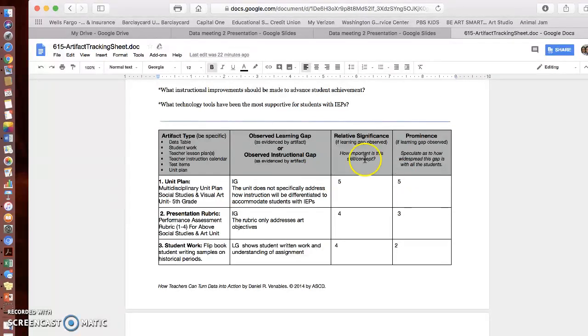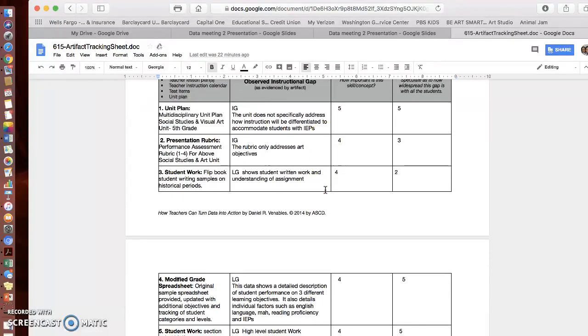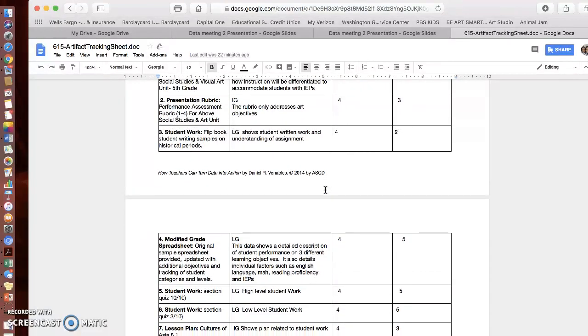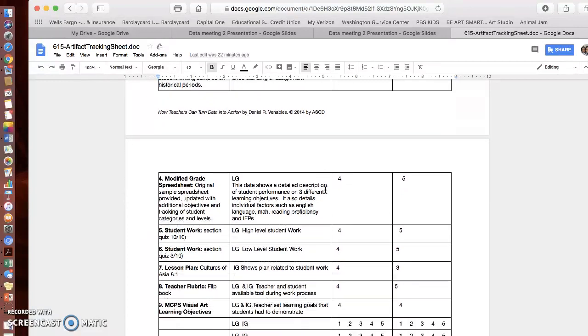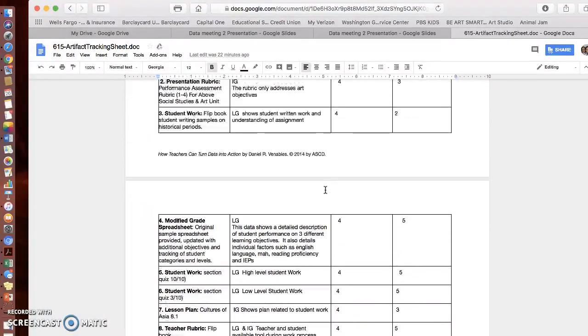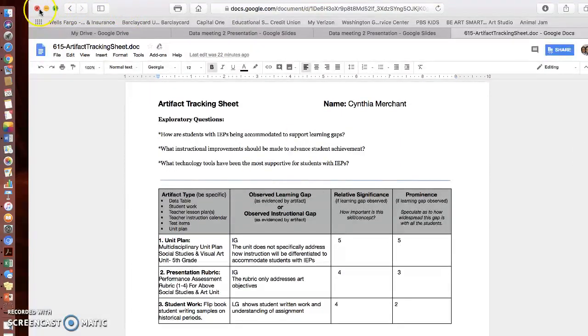So this would be an instructional gap. And then we noticed as we were looking at the lesson plan that it didn't specifically address how instruction would be differentiated to accommodate students with IEPs. So that was one red flag that related back to our exploratory question. And then we again have listed all of the other artifacts that I mentioned before. But I just wanted to quickly show you that. Okay.